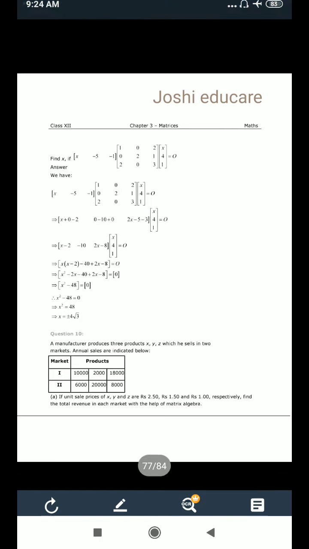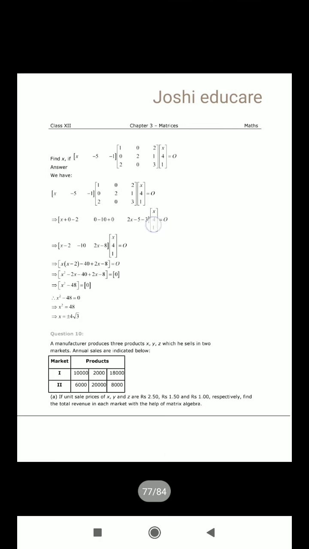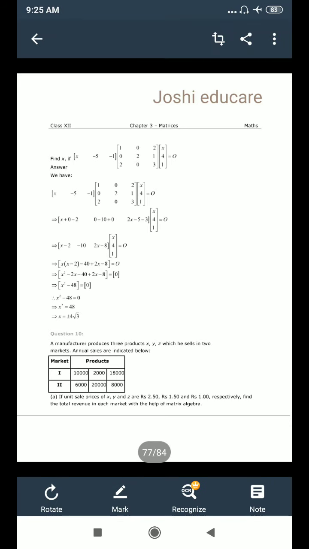You will get a 1 into 3 matrix. This is a 3 into 1 matrix. Again take the product of these two. You will get one element only, and on the right side it is given equal to the null matrix. Equate these two, you will get the value of x.